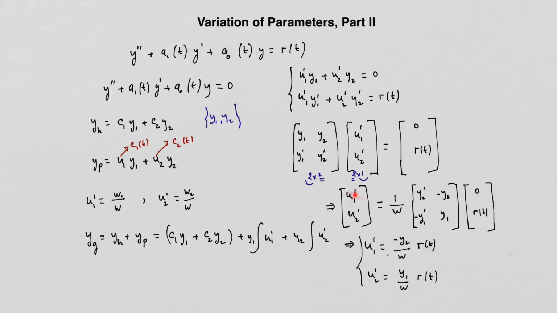What does that mean? It means U1 prime has to be this times that. And this times that gives me y2 prime times 0, which is gone, plus negative y2 r of t divided by W. Here it is. The same thing with U2 prime.